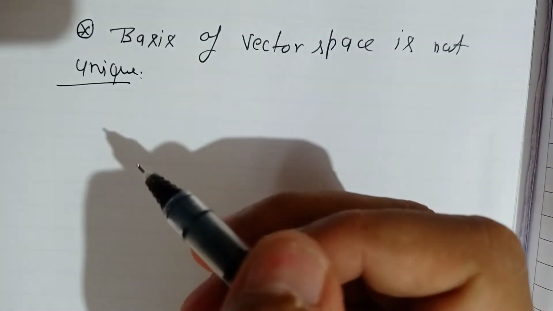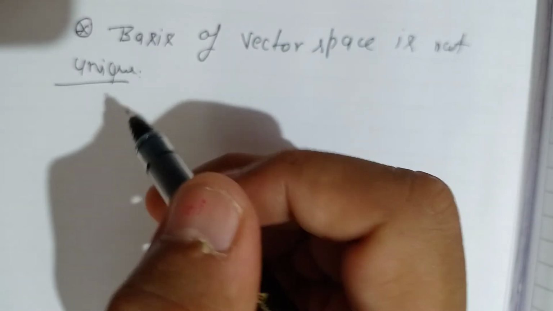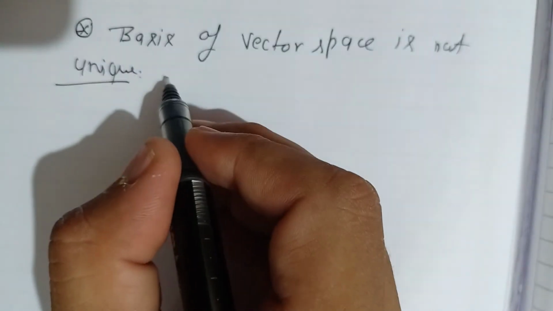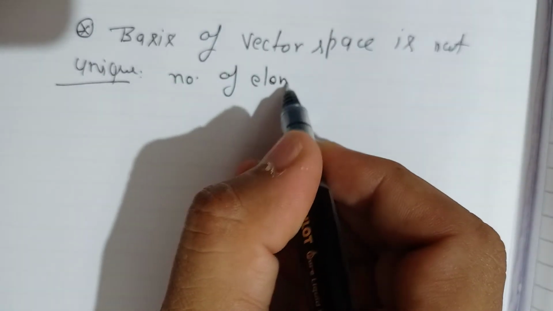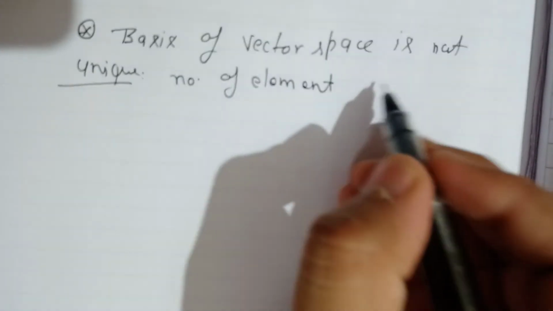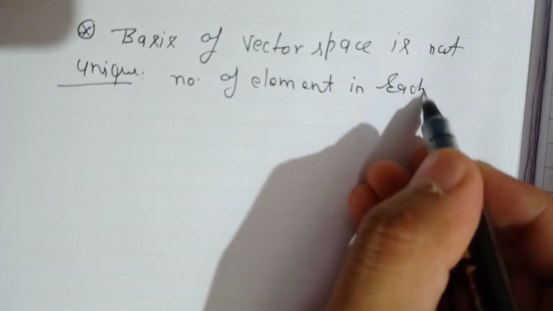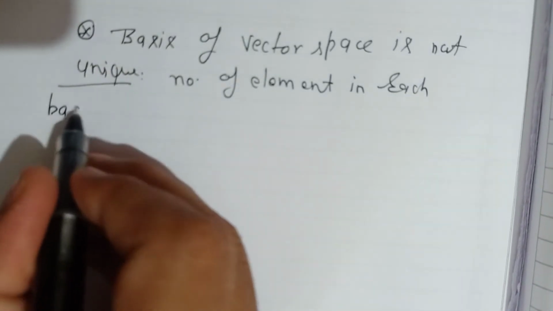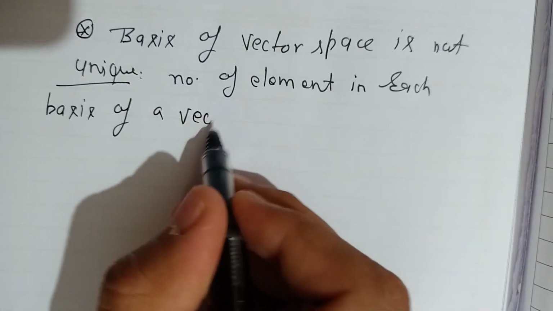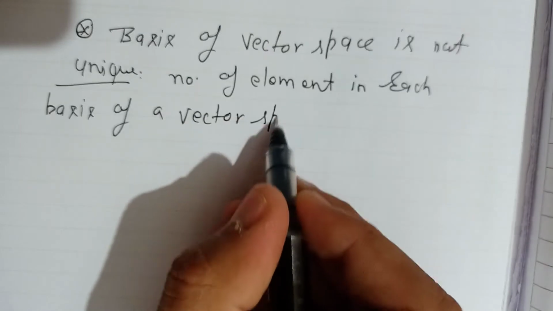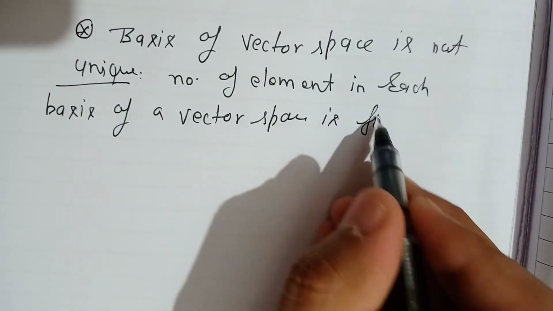This means one vector space can have two different bases, but the number of elements, and this is very important, in each basis of a vector space is fixed.